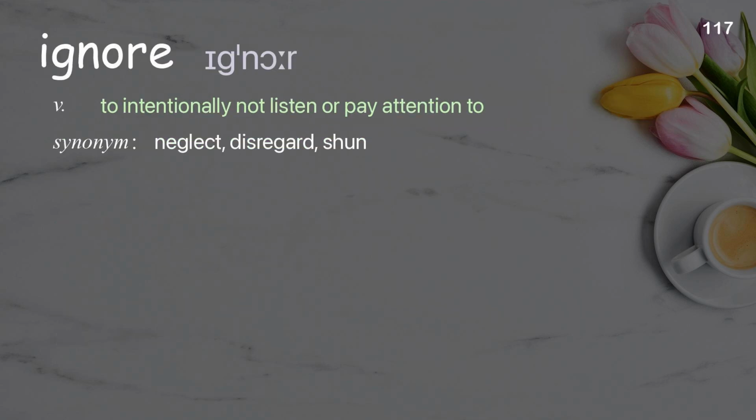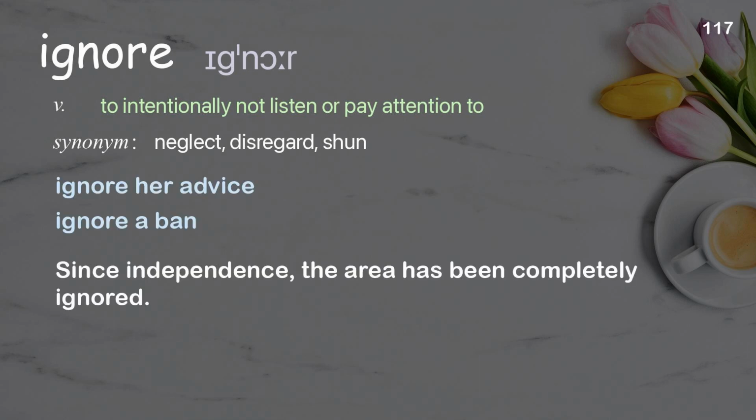Ignore: to intentionally not listen or pay attention to. Examples: ignore her advice, ignore a ban. Since independence, the area has been completely ignored.